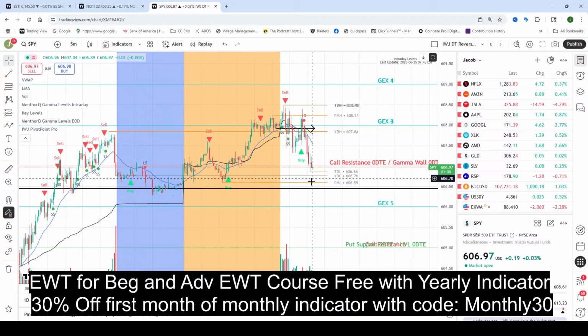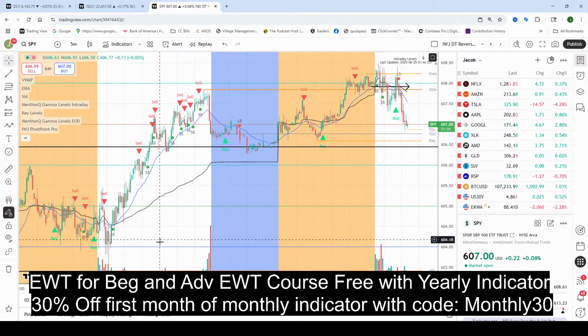in this zone. If they're able to break this zone though, because yesterday was a trend day, it does open the door to come back down here to 604 pretty quickly. So something to keep an eye on there.